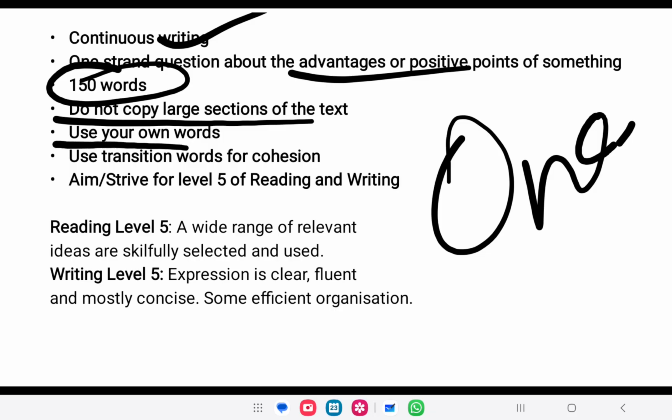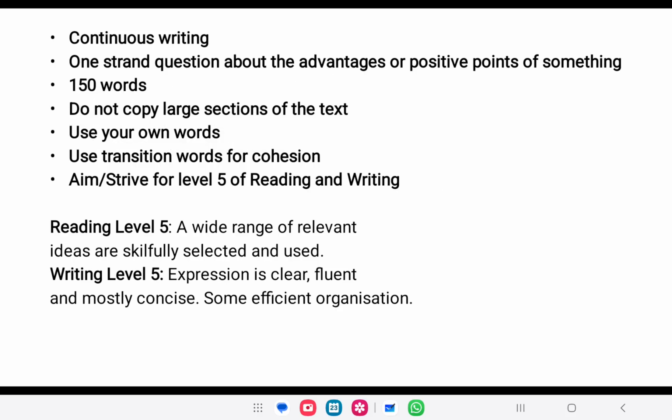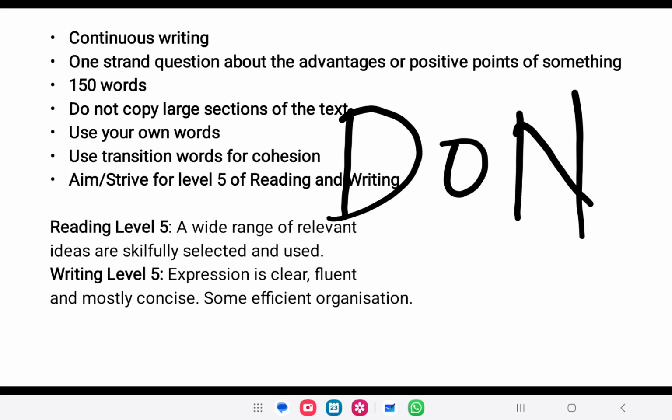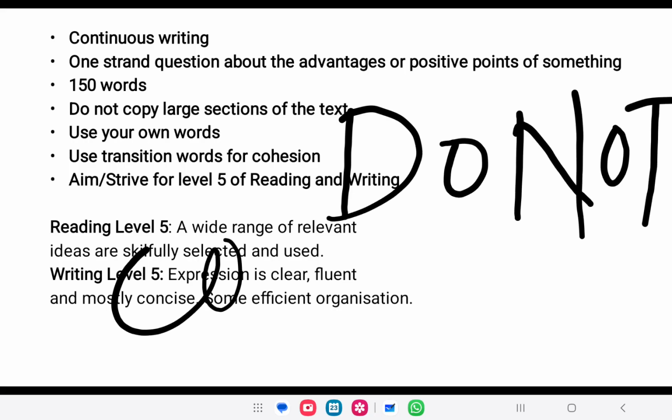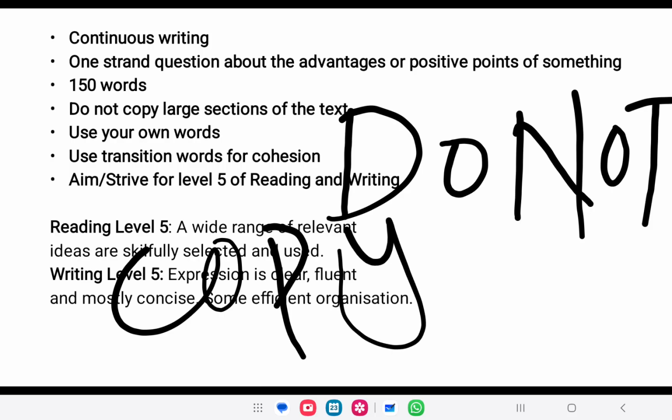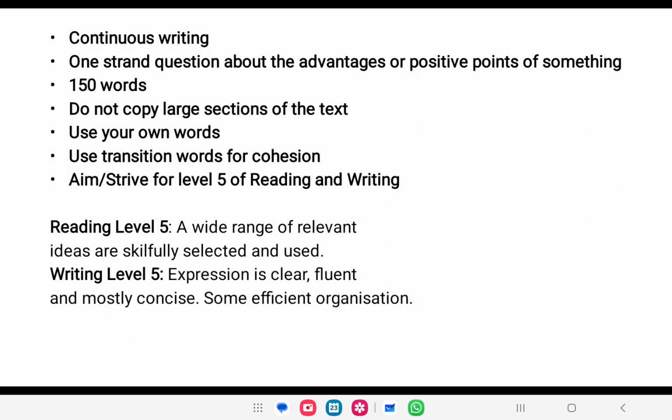Use your own words. This is related to this. Do not copy. Again, I'm writing here: do not copy. That won't help. Use your own words, and then use transition words for cohesion.